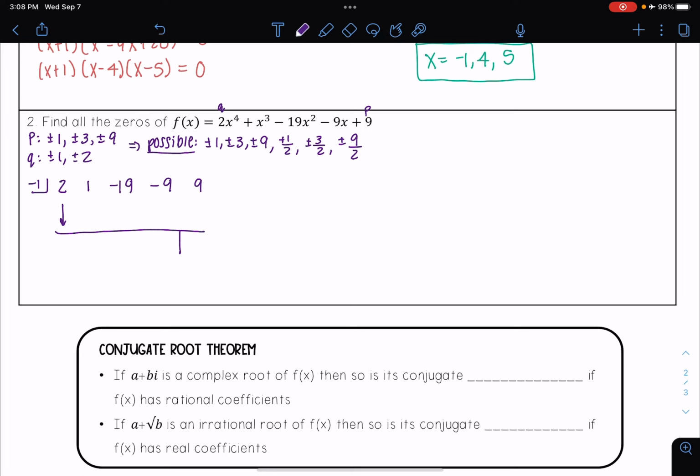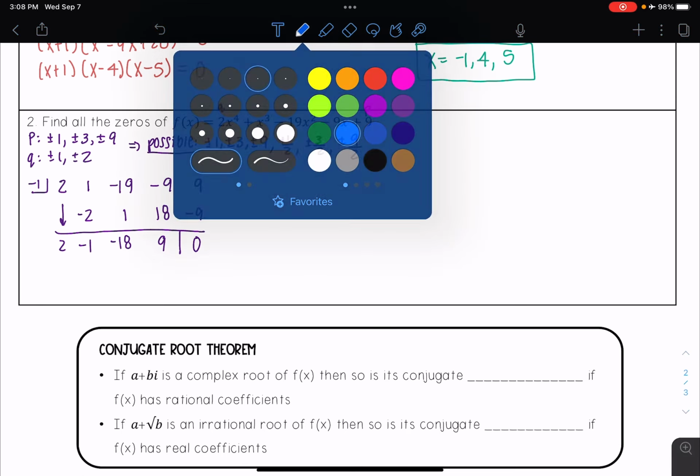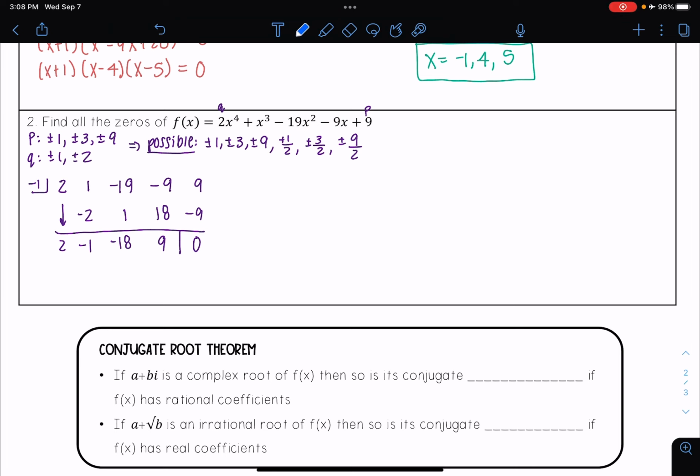Let's try negative 1. Negative 1 times 2, I get negative 2. 1 minus 2, I get negative 1. Negative 1 times negative 1, I get 1. Negative 19 plus 1, I get negative 18. Negative 1 times negative 18, I get 18. Negative 9 plus 18, I get 9. Negative 1 times 9, I get negative 9. 9 minus 9, I get 0. So that means that negative 1 is a factor. So rewriting this now, I have x plus 1 because negative 1 is the factor.